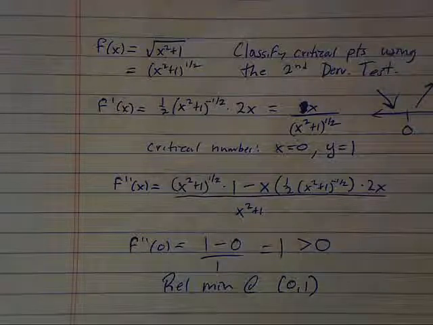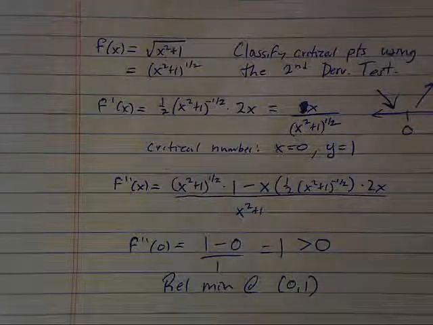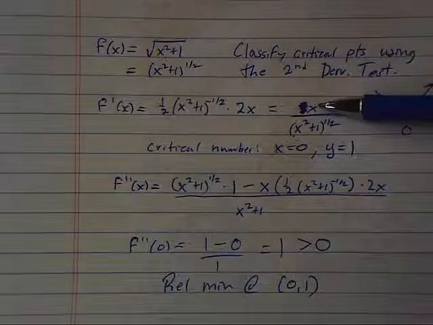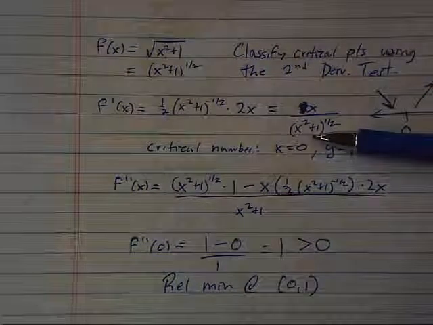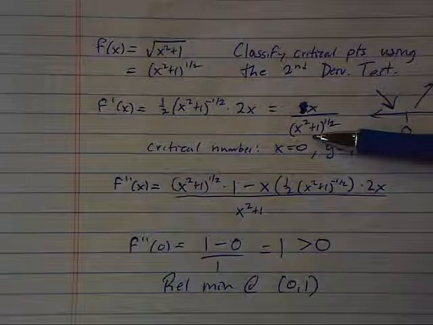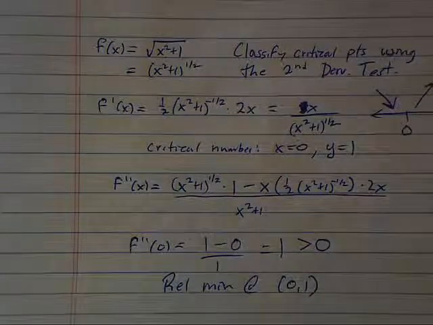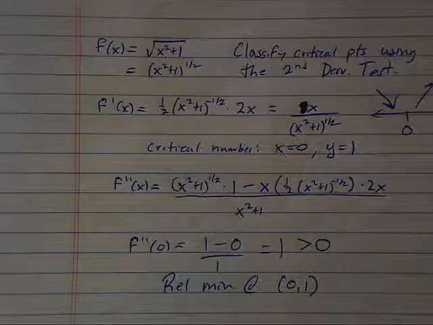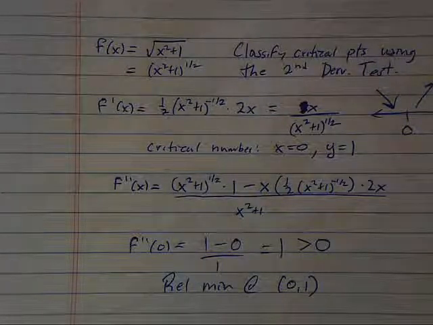No, it's no more accurate. Why was the only critical number 0? Because 0 gave me 0 on top, and the only thing that gave me 0 on bottom were complex numbers, i and negative i. We don't like complex numbers. So why use the second derivative test?